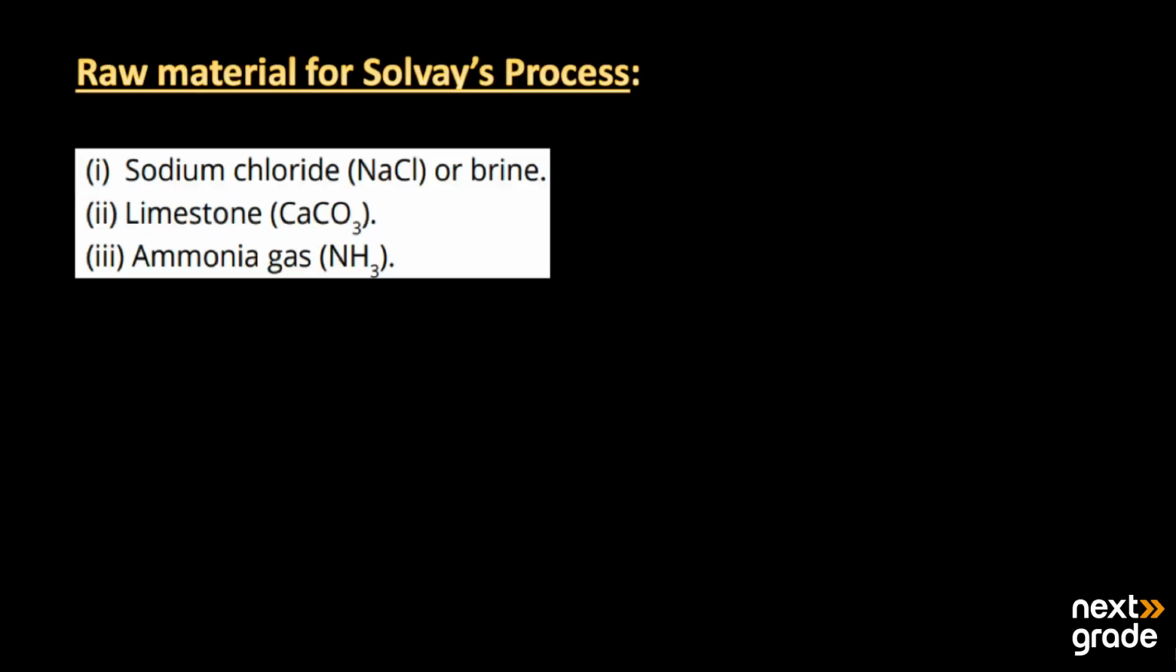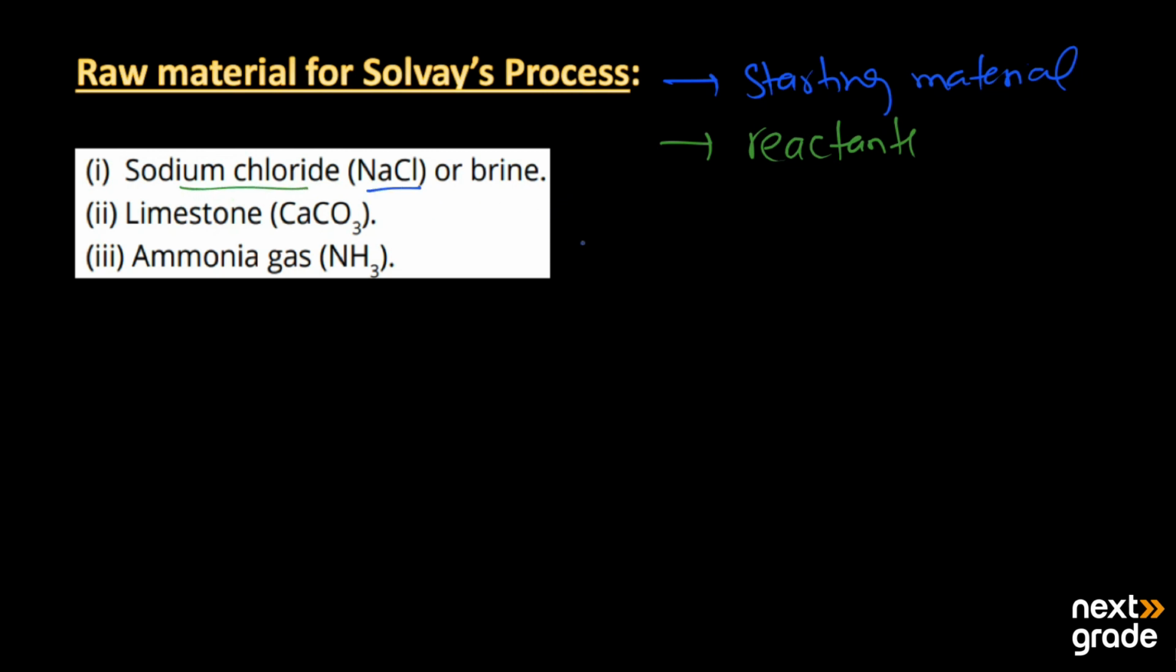Now let's have a look at the raw materials for the Solvay process. Here we have three types of raw materials. And what does raw material mean? It means the starting material, or we can also call it the reactants that we need for the preparation of sodium carbonate. The first reactant is sodium chloride. It is the common salt, known as NaCl. And here its name is brine.